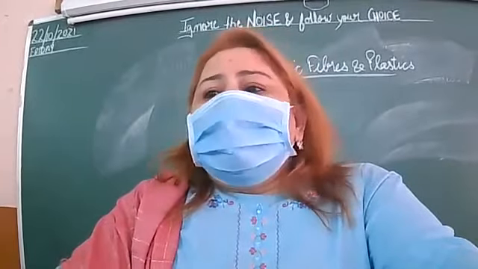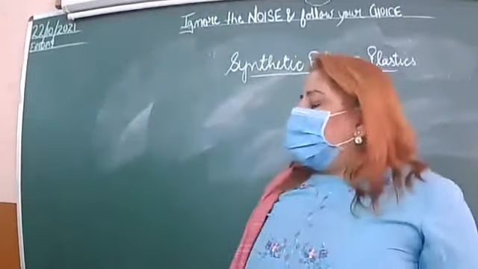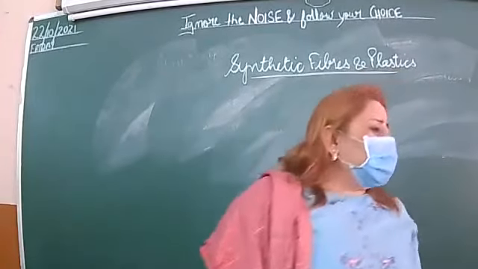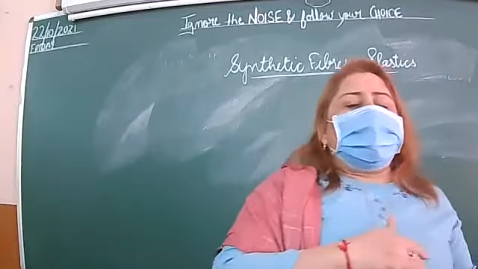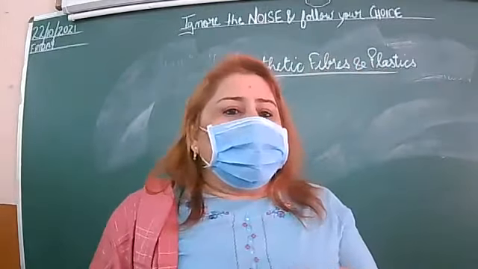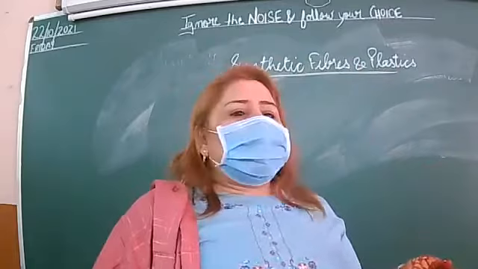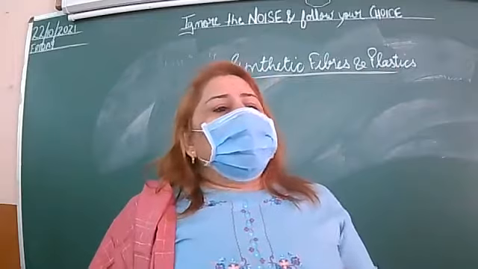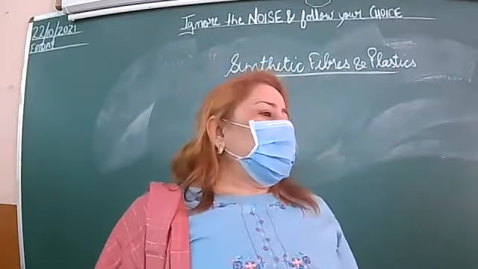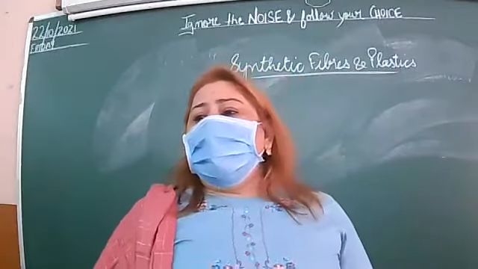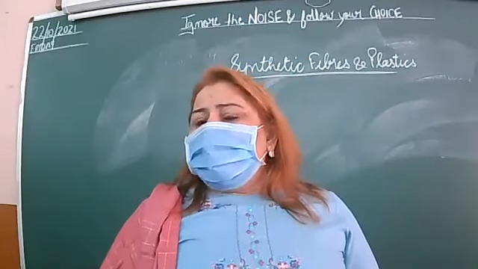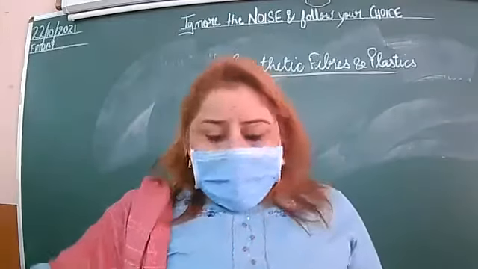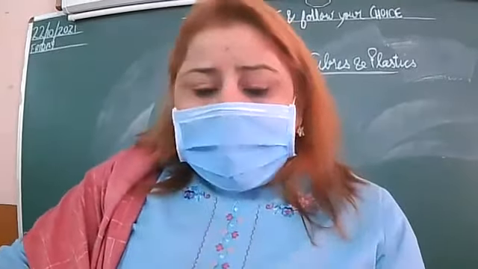What kinds of fibers are there? Natural fibers and synthetic fibers. What do you mean by natural fibers? Those obtained from nature, from plants and animals. From plants we get cotton and jute, and from animals we get silk and wool. Synthetic fibers are those fibers which are man-made, made with the help of chemicals or in the laboratory. Clear? After that, we discussed synthetic fibers.